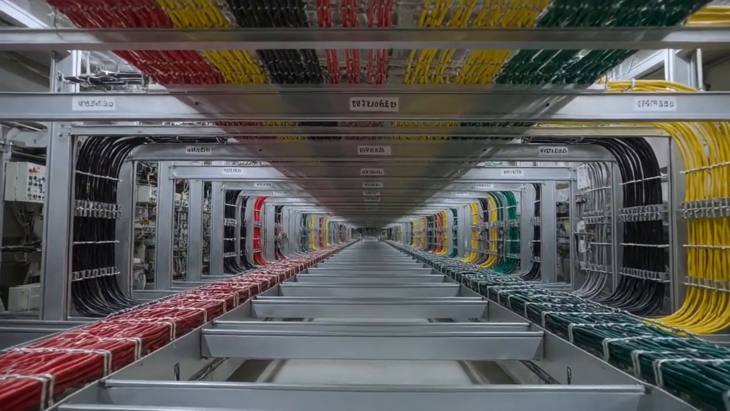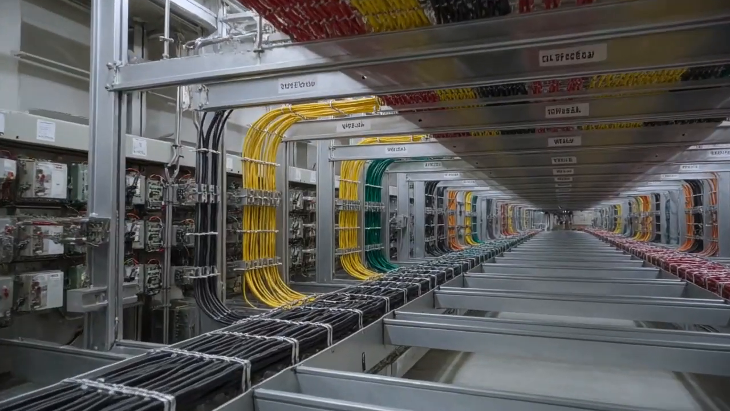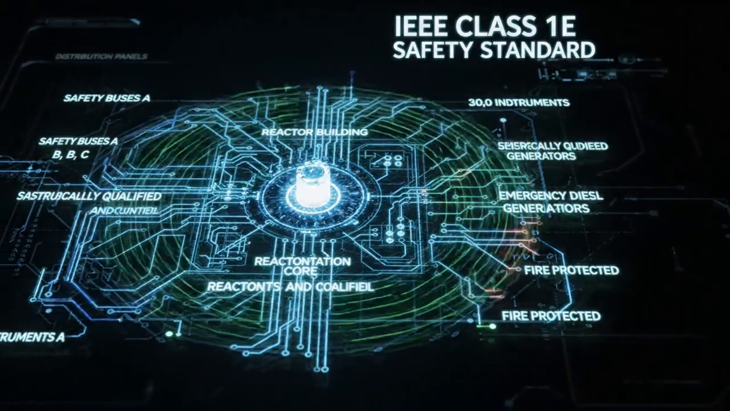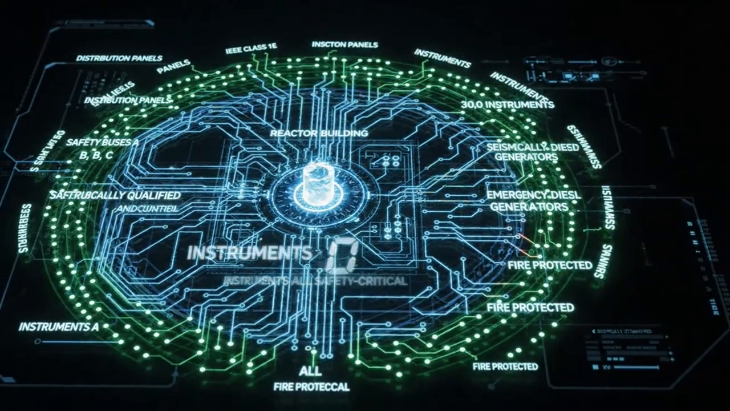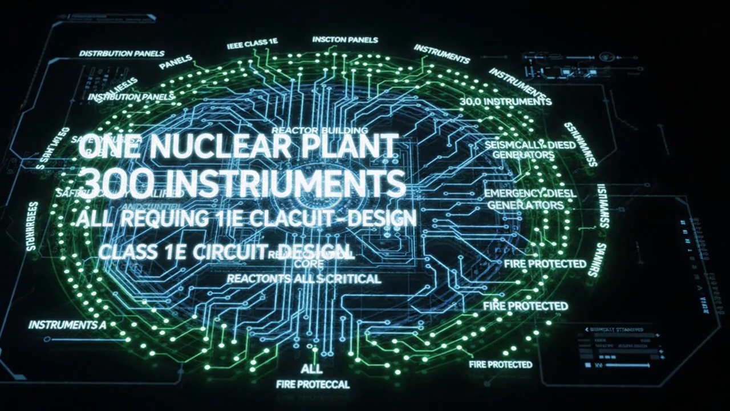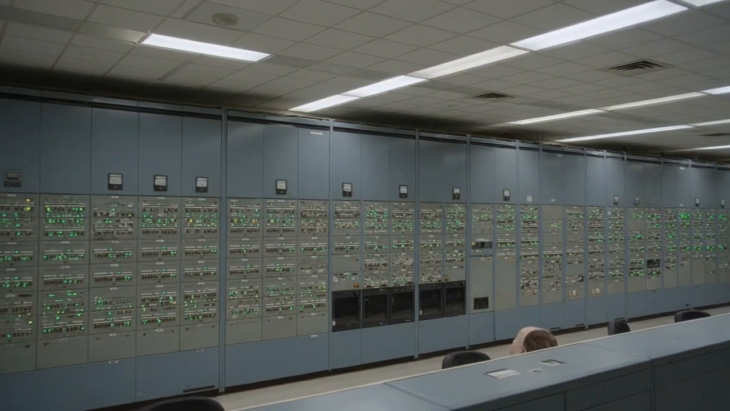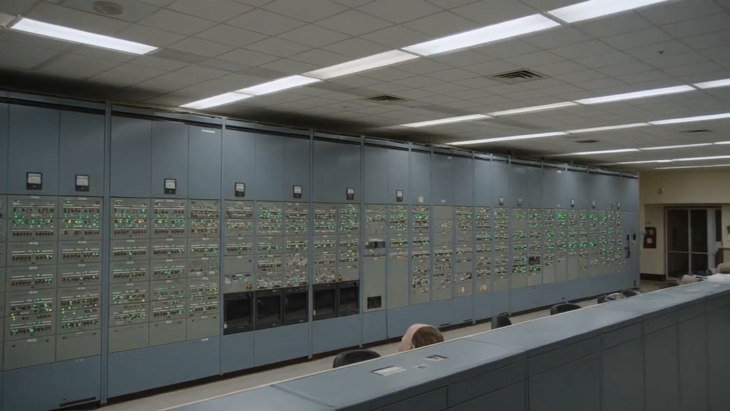To understand why this matters, you need to understand what a power plant electrical design actually looks like. A single nuclear plant has over 30,000 individual instruments and control devices, each one connected by circuits that must comply with IEEE Class 1E safety standards: redundant, seismically qualified, and fire protected.